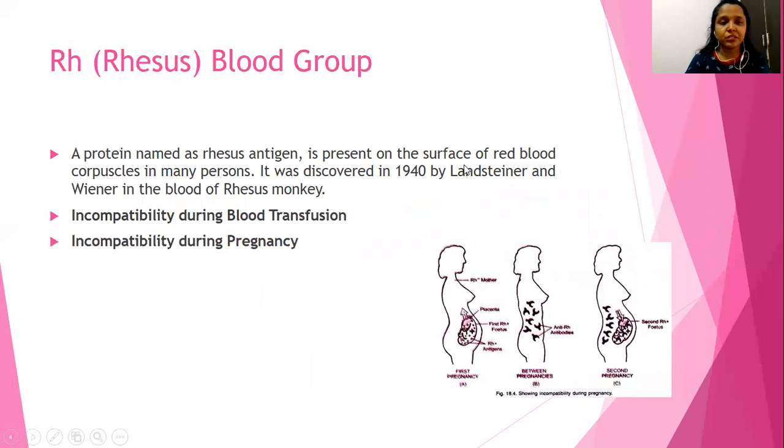So next we'll move on to the rhesus factor, RH factor. So this RH factor was named after the rhesus monkey when it was first identified in the blood of rhesus monkeys in the year 1940. Again, this was done by Landsteiner and Wiener. They found that particular antigen in the rhesus monkey. That's why they named it RH factor, rhesus monkey factor.